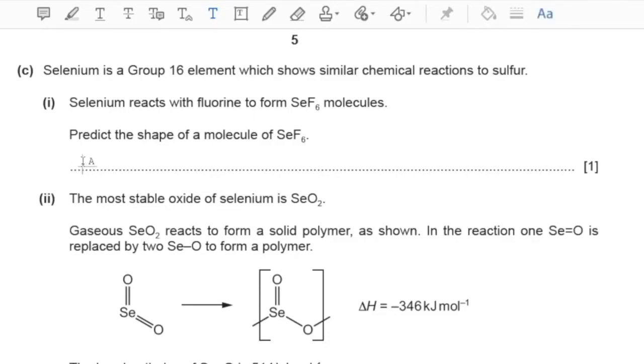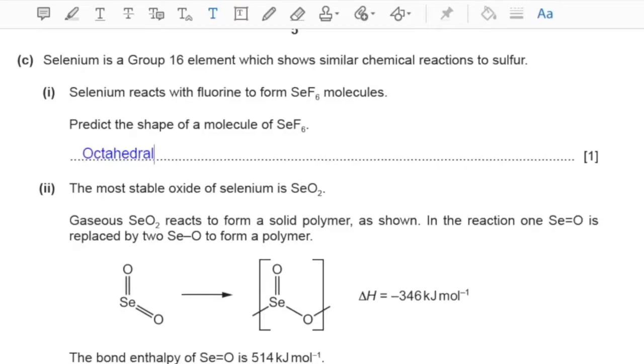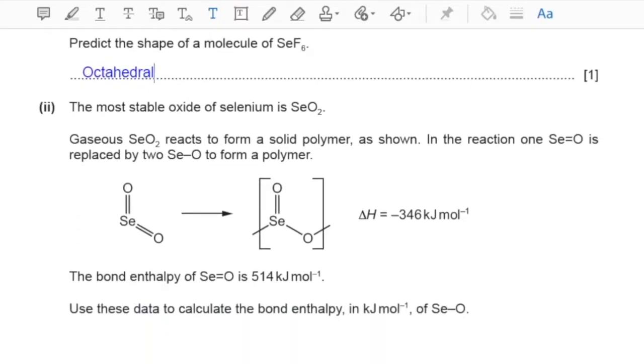So just like SF6, it has octahedral shape. The most stable oxide of selenium is SeO2, selenium dioxide. Gaseous selenium dioxide reacts to form a solid polymer as shown in the reaction. One selenium oxygen double bond is replaced by two selenium oxygen single bonds to form a polymer.